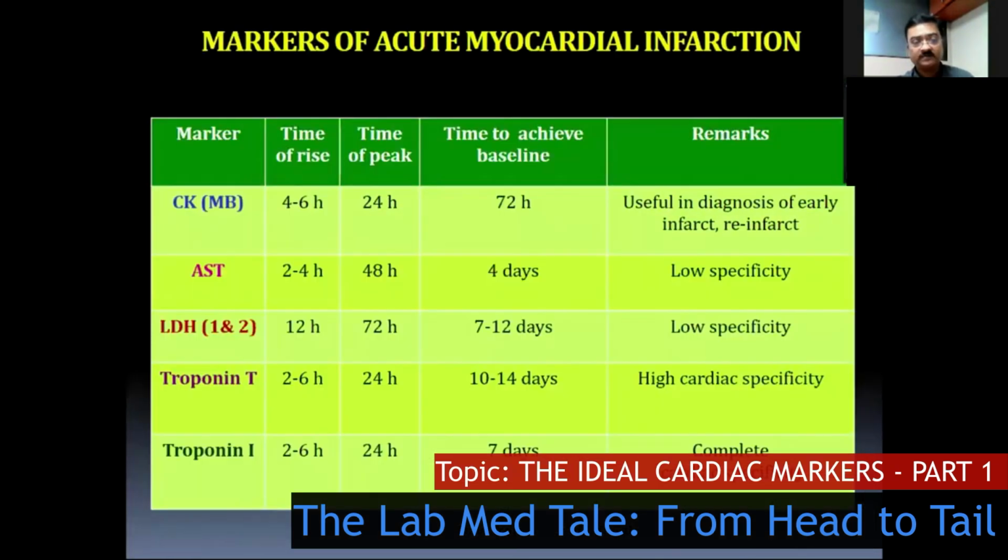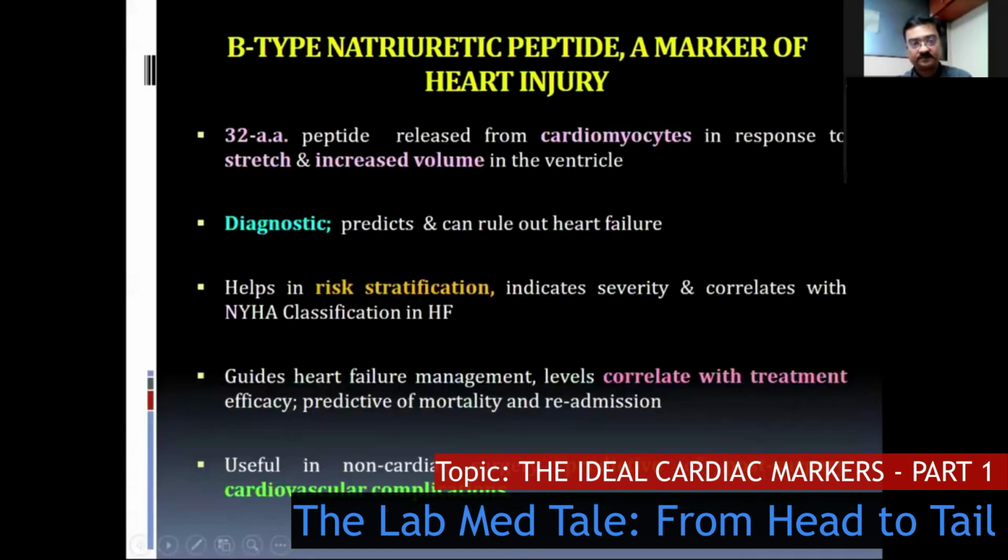Now you can have a look at all of them. CKMB is useful in diagnosis of infarct and reinfarct. AST does not have specificity because it is also a liver enzyme marker, and also a skeletal and muscle enzyme marker. But TROP-I has complete cardiac specificity, and that is why it is considered the best marker.